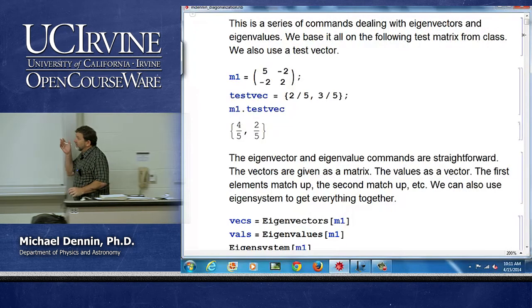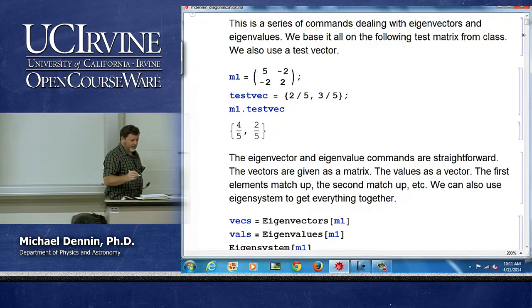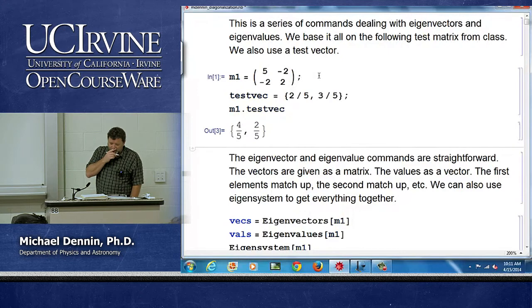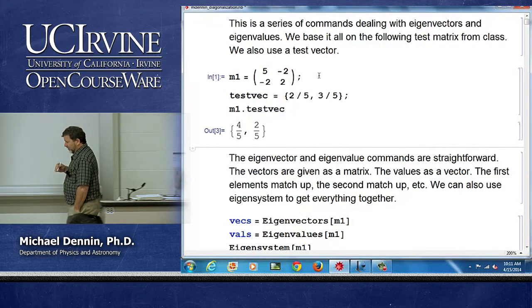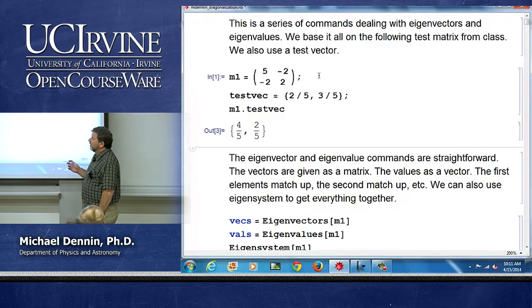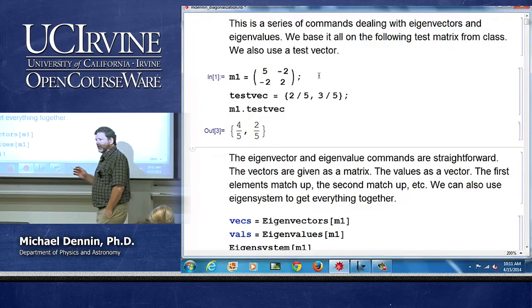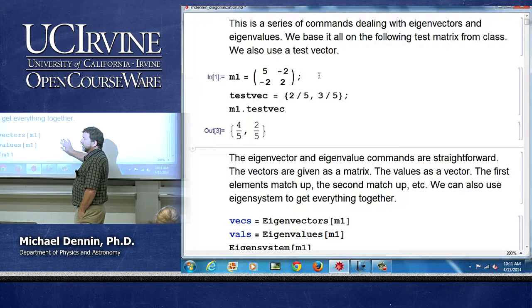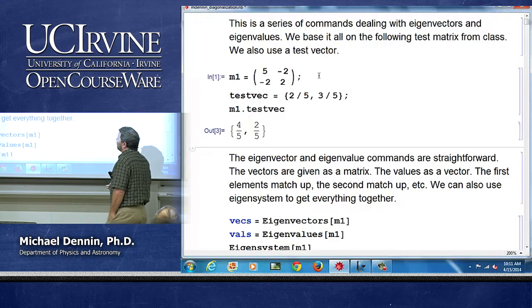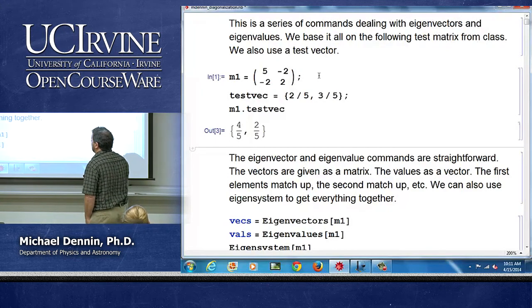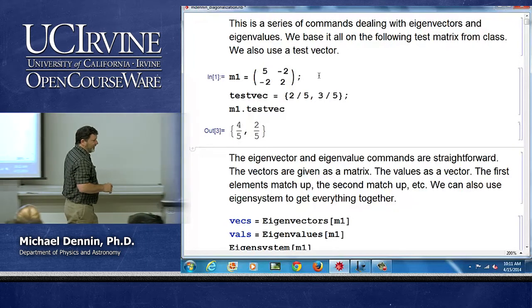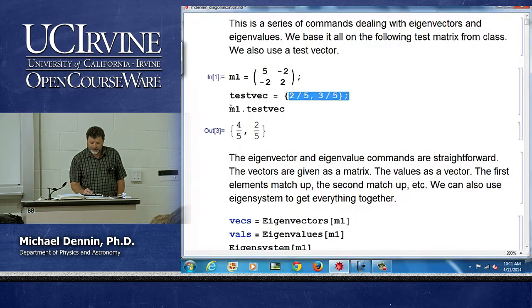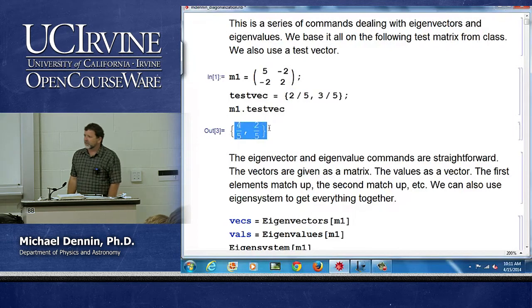So I'm using the same basic matrix here. I'm calling it M1. Now, I'm going to do a couple of things with this, because I'm going to show you the change of basis as well real quickly. Oh, actually, no, I'm just going to show you the eigenvector stuff, and then we'll come back to the Mathematica file. So for future reference, we're going to use this test vector for something. What I'm doing is I have a vector 2/5, 3/5. I multiply by M1. That's what M1 does to the vector.